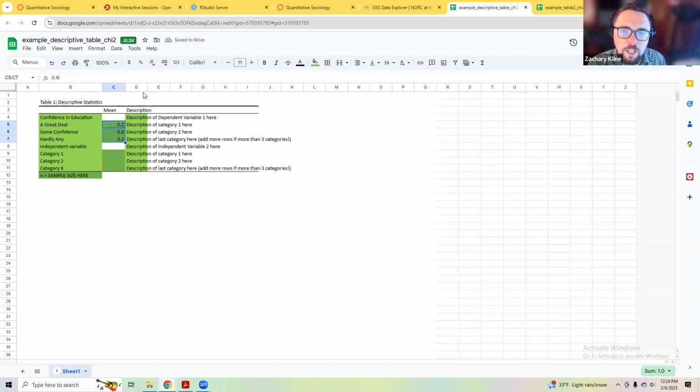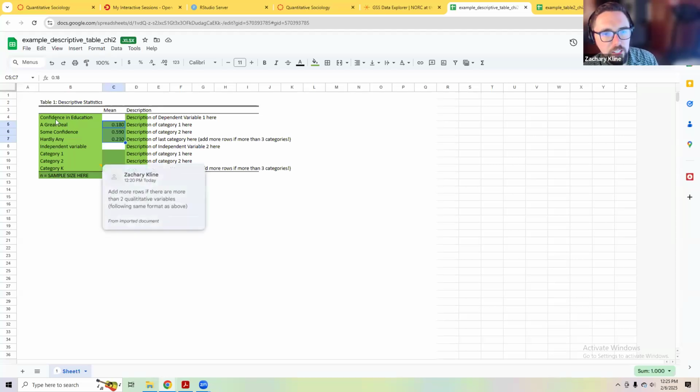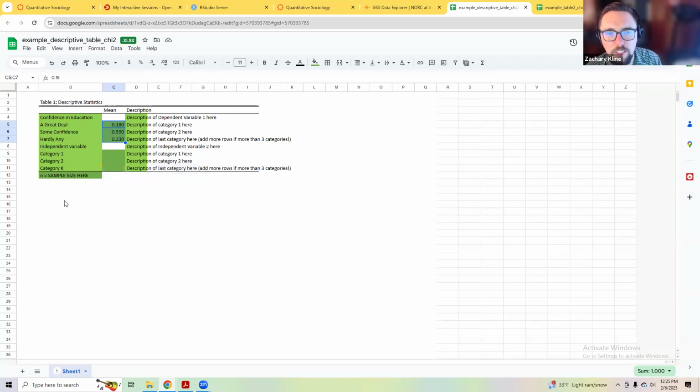This will be down to 2 decimal places. Similarly, if we go to 3, does it really matter if there's a big difference between 18.2% who have a great deal of confidence and 18.5% that have a great deal? Is that really something that is going to add that much information to our understanding of Americans' confidence in education? I would argue in this case it doesn't really tell us that much.